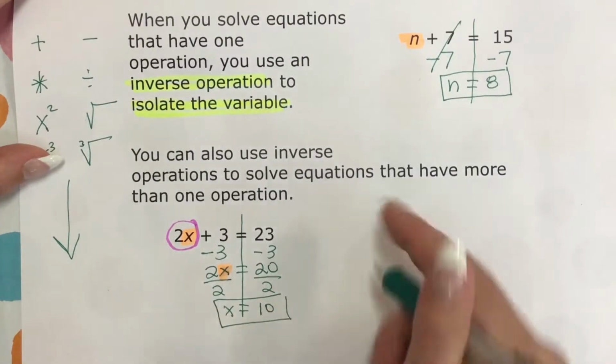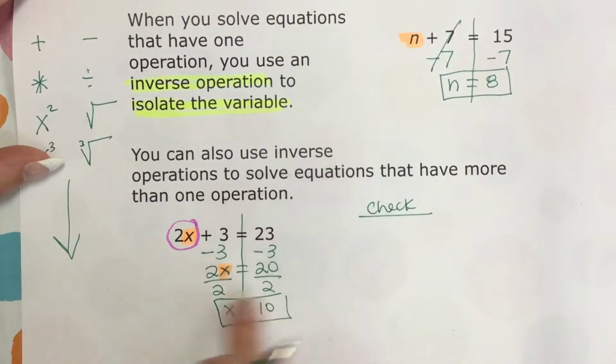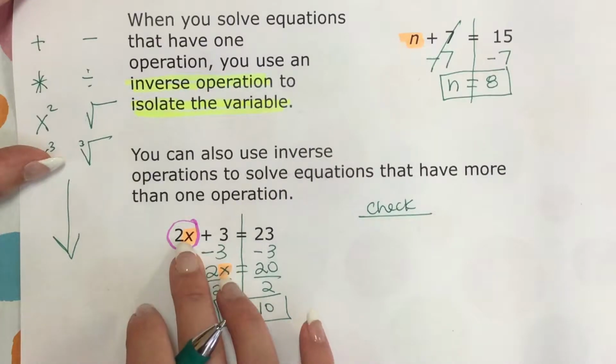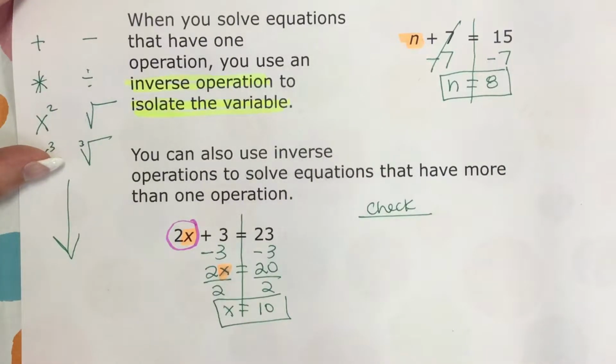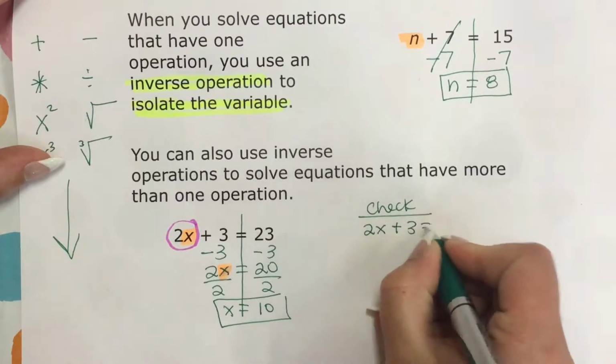Now, with these types of equations, we are always going to check our answer, to make sure that this number that we found as our solution is correct. And how to do that is you stick that number back into the original equation. So the first thing we're going to do is actually write down that original equation: 2x plus 3 equals 23.